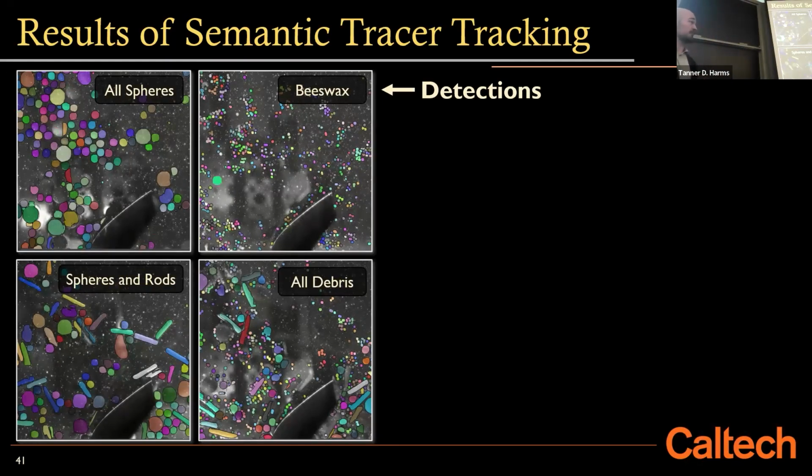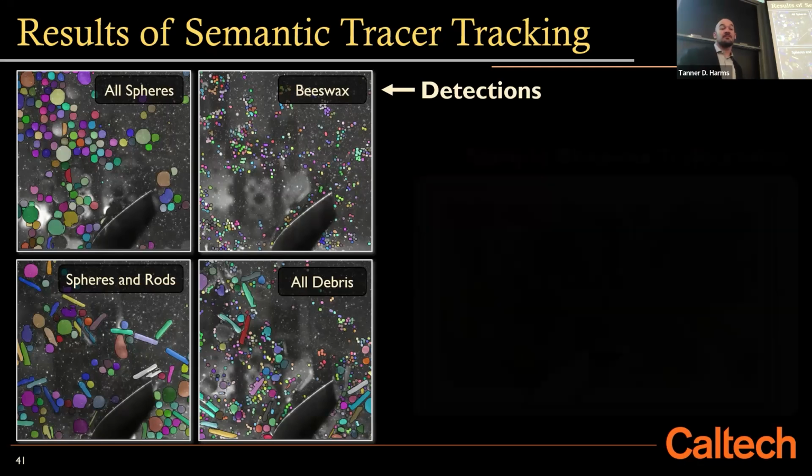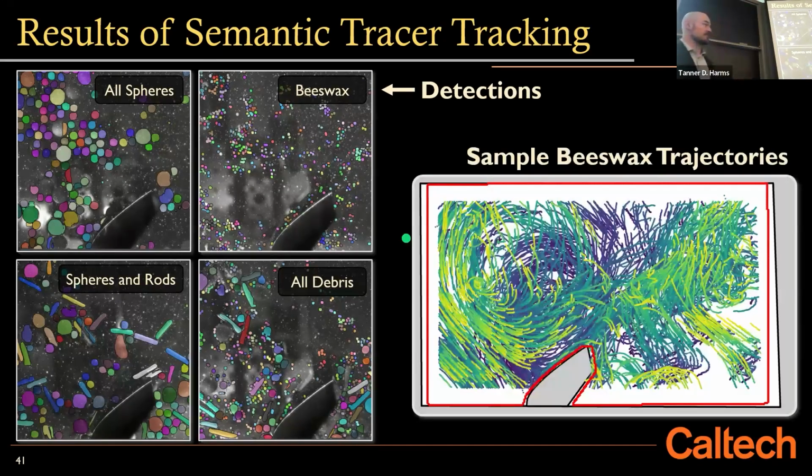So here are some example frames of detections that we've made with the masks shown in color. They're not perfect, but they're pretty good. And then from these, we're able to calculate trajectories. This is from the beeswax case here. These are sample trajectories longer than 200 samples long. Not all of the trajectories that we calculated, but the long ones.